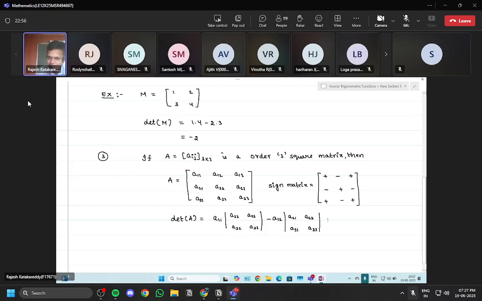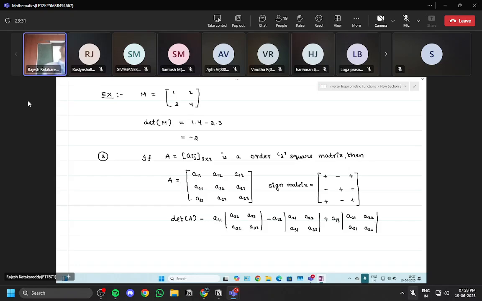In the same way, right? Plus A13 into, consider the element along with the sign, deleting row 1, column 3, this 4 you consider determinant for that 4, it will be A21, A22, A31, and A32. Even though the matrix is fourth order or fifth order or sixth order, same way is what we do here.